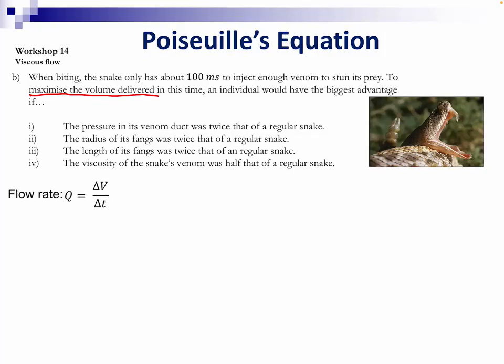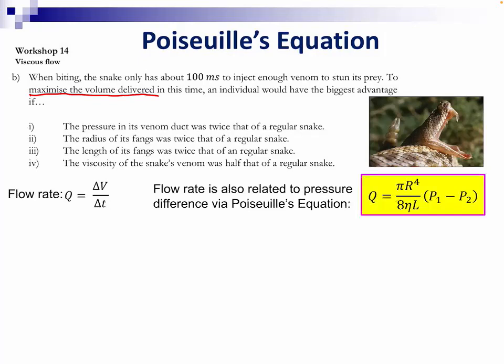So flow rate equals volume over time, and we want to maximize the volume. But venom is also viscous, and so you need a pressure difference across the fangs in order for venom to flow. The pressure difference is related to the flow rate via Poiseuille's equation. So P1 minus P2 is the pressure difference across the fangs. There should be a pressure difference so that venom will flow out the fangs. Otherwise, it's just a viscous fluid that's sitting there. All right, so let's dissect that equation.